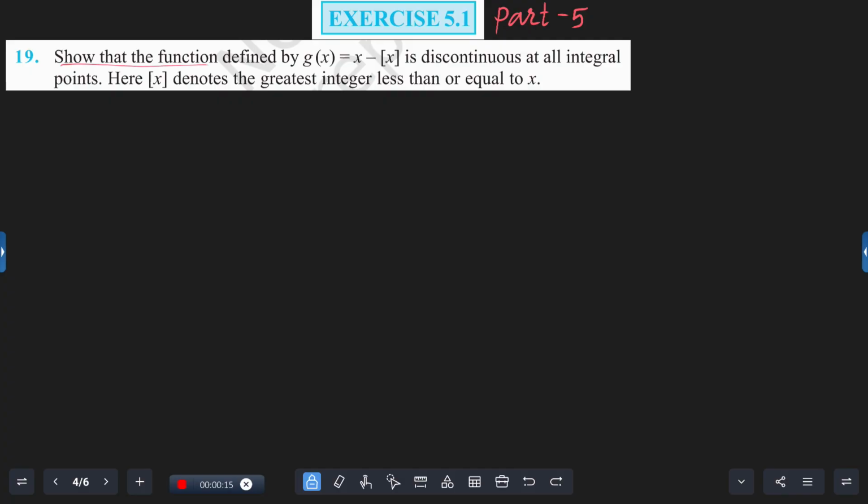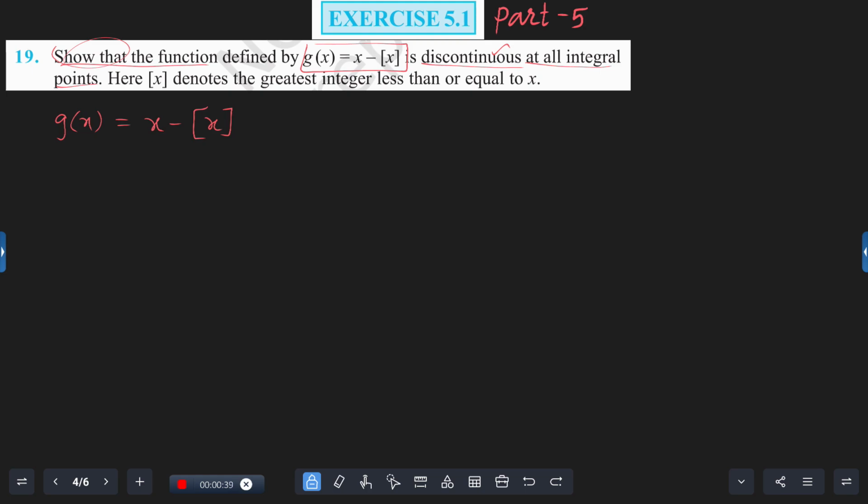Show that the function defined by g of x is equal to x minus greatest integer of x is discontinuous at all integral points. So what we have to show is that the given function is discontinuous at all integral points.